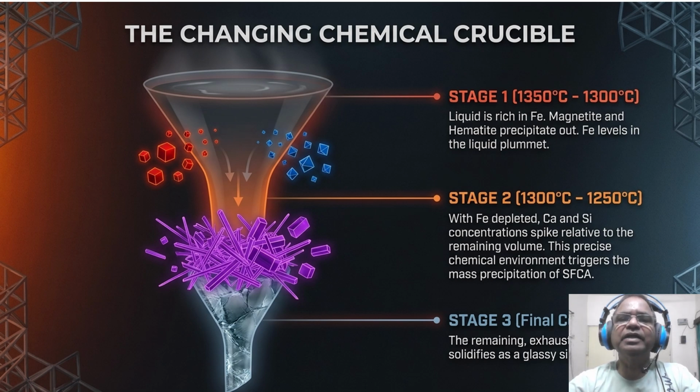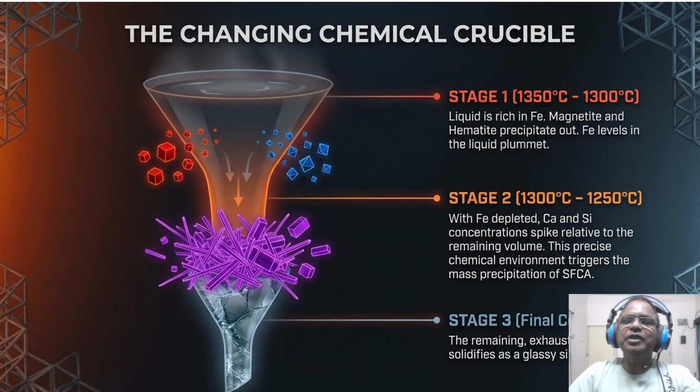Coming to the changing chemical crucible, the liquid phase acts as a shifting chemical crucible. Initially rich in iron, it facilitates magnetite and hematite precipitation. As iron is depleted, calcium and silicon concentrations spike, triggering the mass precipitation of SFCA. Finally, the exhausted liquid phase solidifies as a glassy silicate binder.